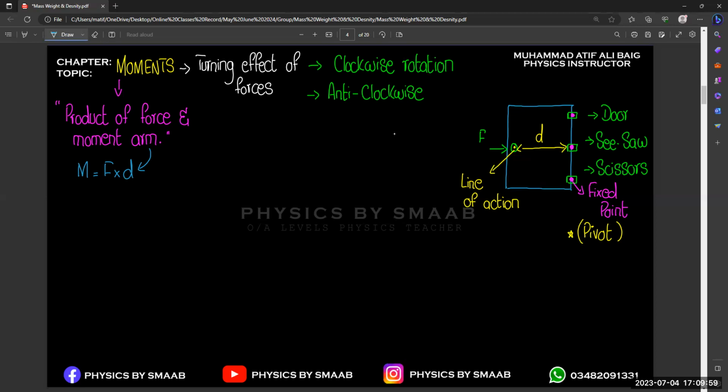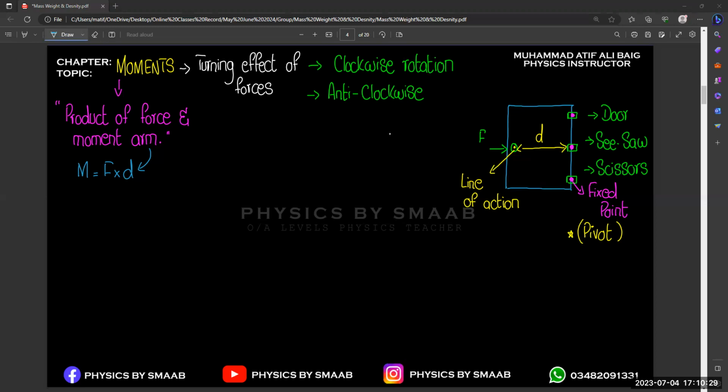So basically d represents the moment arm, just like the example of our arm. Yes, d is the distance between the fixed point and the line of action, and that distance is scientifically known as the moment arm. In short, we just write moment arm, right? And when someone asks what is the moment arm, you simply write it is the distance between the line of action and the pivot point, right?